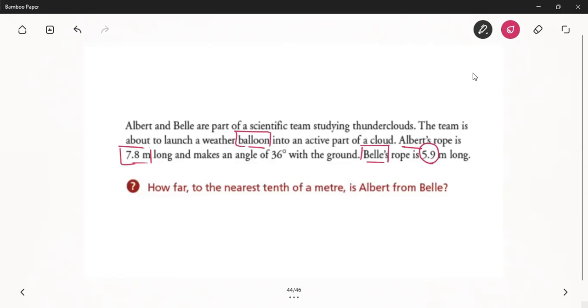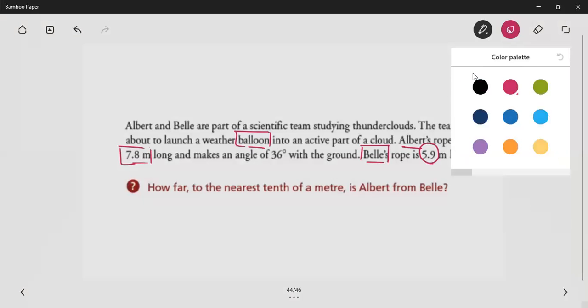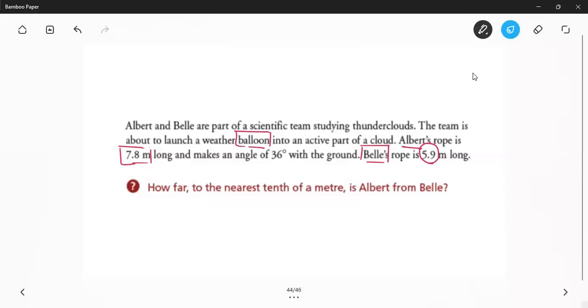And also remember that for the case of Albert, it has an angle of 36 degrees with respect to the ground. For example, if this is Albert, the balloon is there, and that's the rope. The length of the rope from my hand to the balloon is how much? 7.8 meters. And the angle with respect to the ground means that one side of the angle is this, the other side is this horizontal to the ground. It's how much? 36 degrees there.